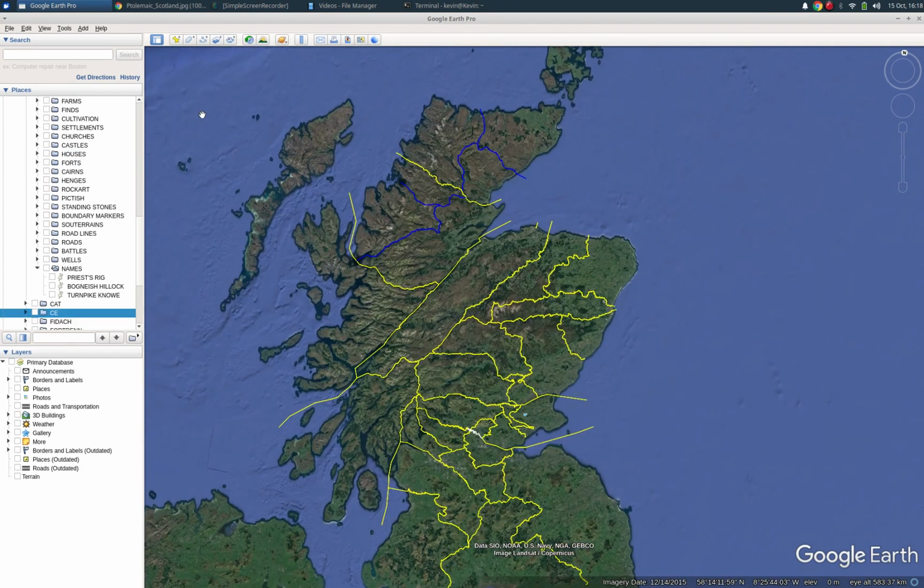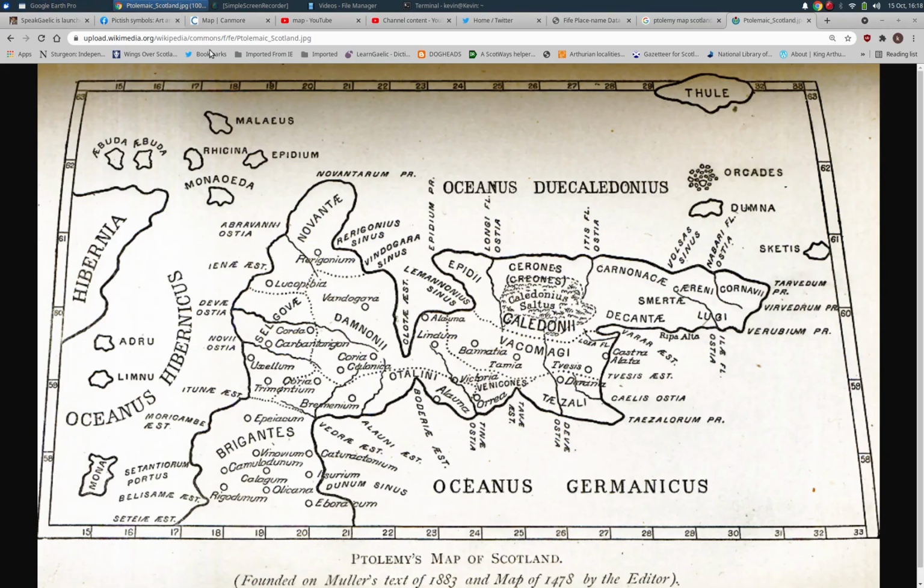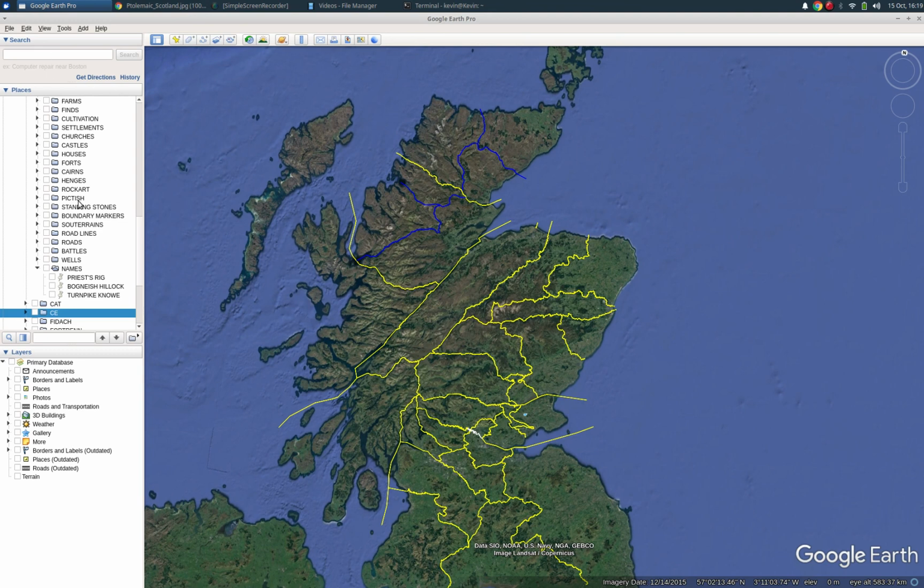Now, some maps can be quite difficult to follow. They can be quite distorted. So for example, we can take Ptolemy's map. It's believed that the south of Scotland was taken about 150 AD. The north of Scotland is probably taken from records that existed about 80 AD. However, it is difficult to read.